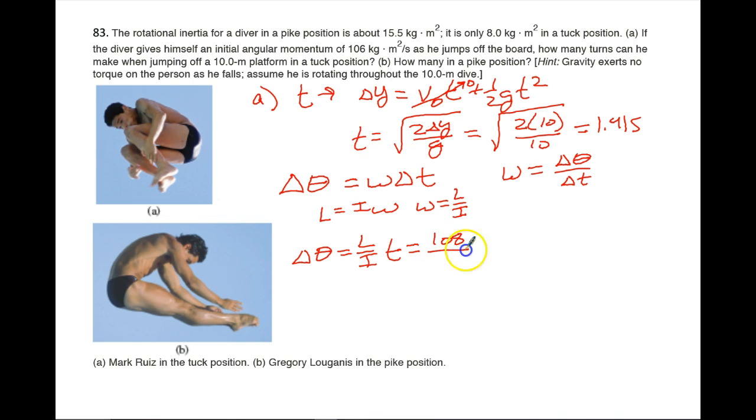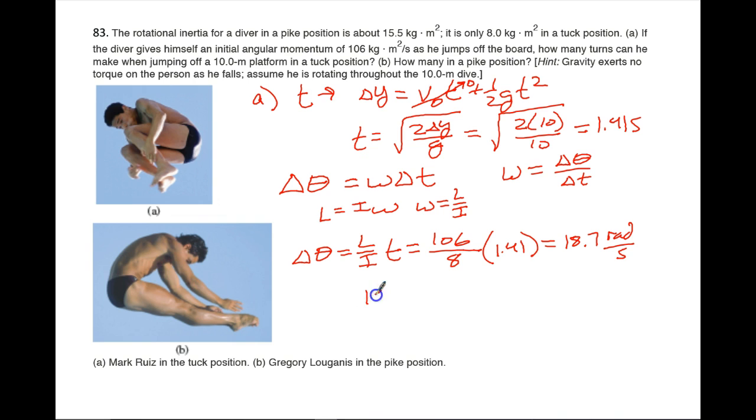This is 106, not 108, 106 divided by 8. So there's the 8. And we're going to multiply that times 1.41, which is our time. We end up with 18.7 radians. Now that we have 18.7 radians, let's go through and figure out how many revolutions that is.